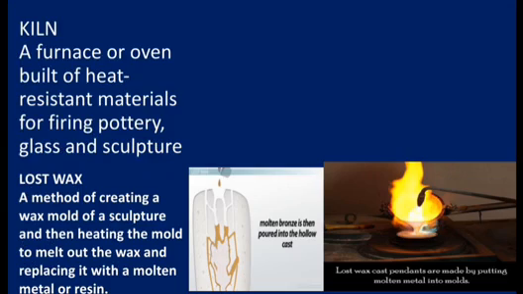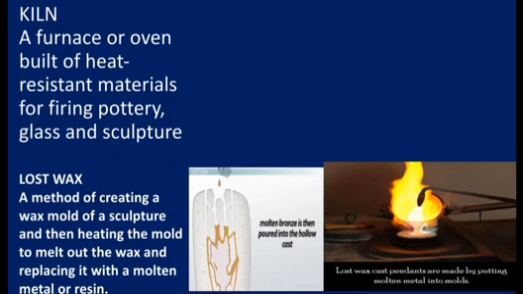Then the next word there is kiln. Kiln: a furnace or oven built of heat-resistant materials for firing pottery, glass, and sculpture. Here's a kiln. We have one in our school premises. That one is for firing of ceramics. A kiln is not used only for firing of clay works or ceramics. They are used for firing of glass works. They are used for firing of sculptures and every other product, like wood, that needs to be heated.